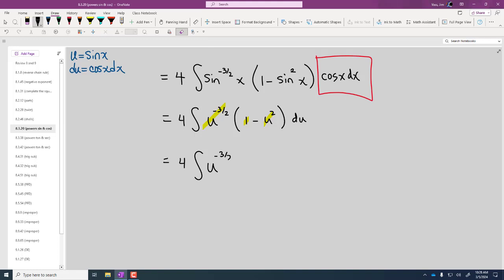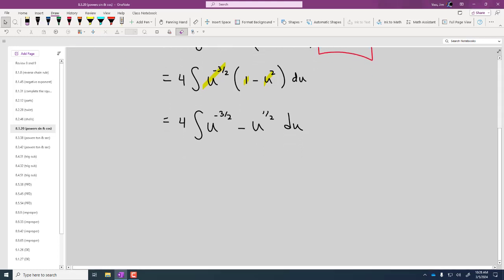So when we distribute, we're going to distribute to 1 and get u to the negative 3/2. Negative 3/2 is minus 1.5. We add 2, we get positive 1/2. That's our second exponent. And now we're good to go. We have everything in easily integrable form.